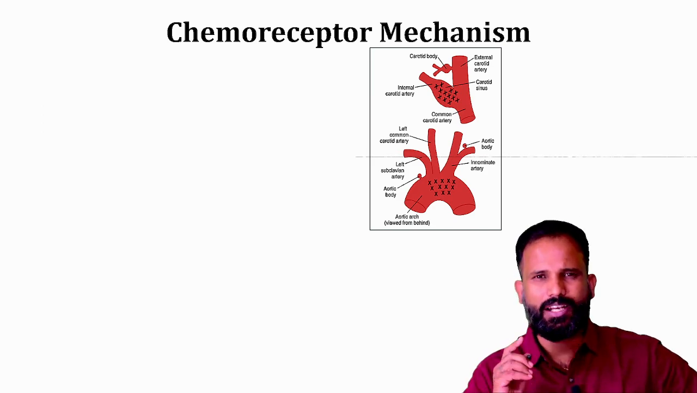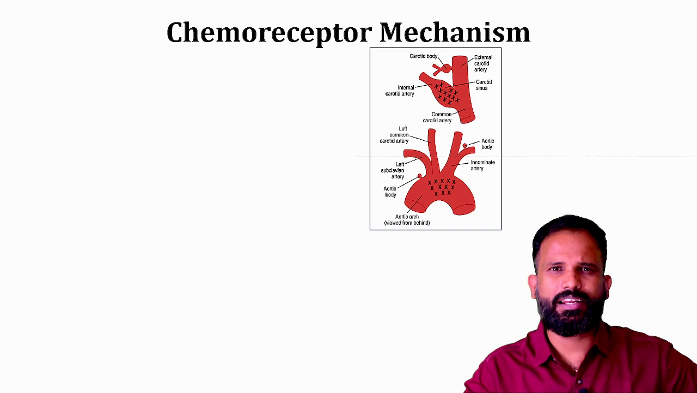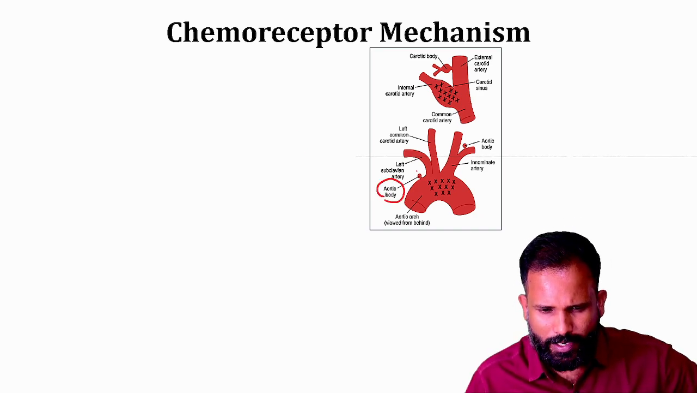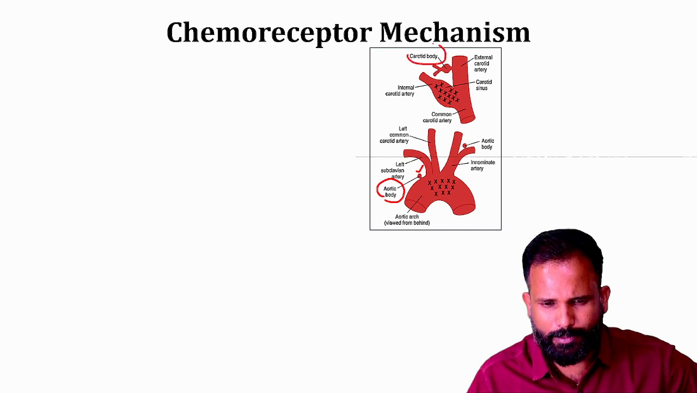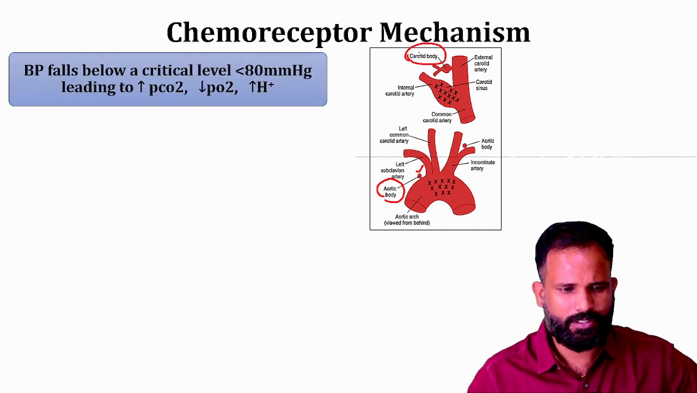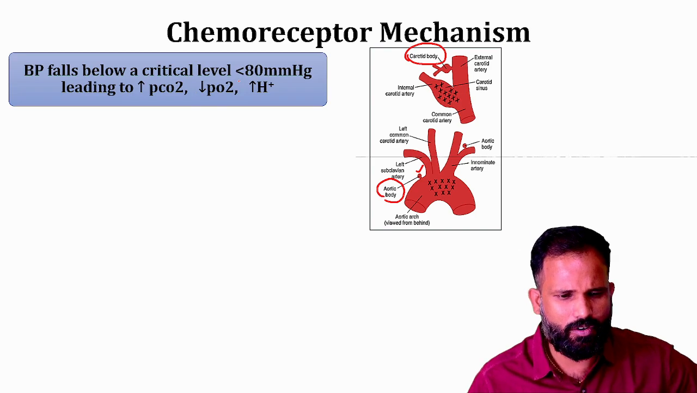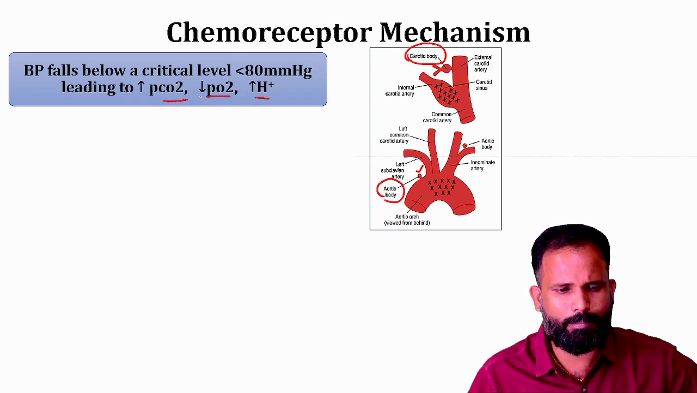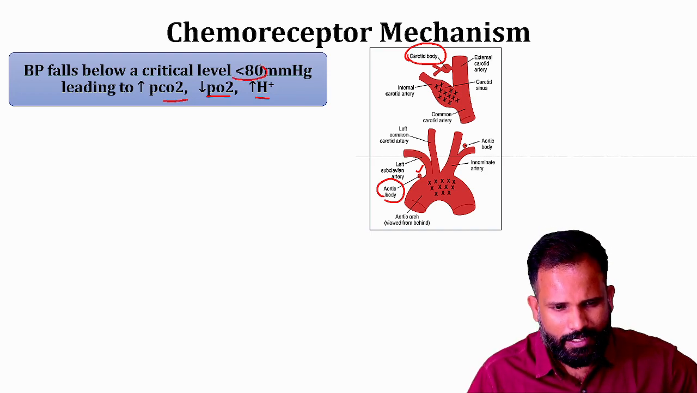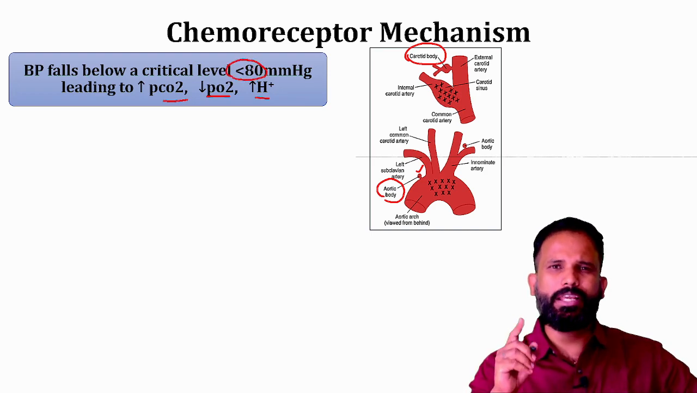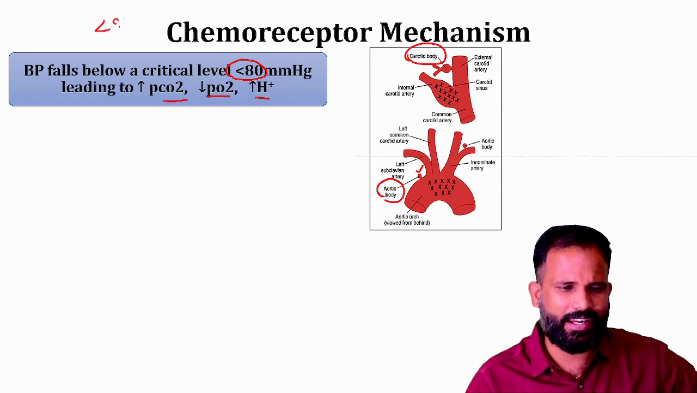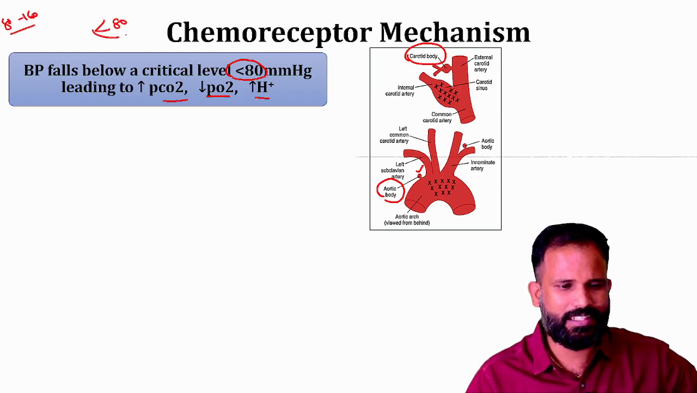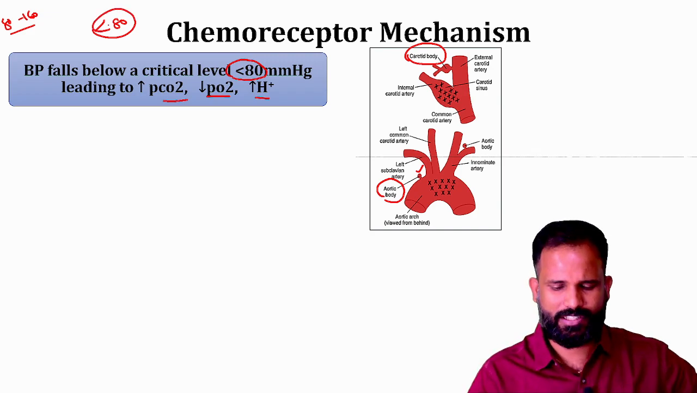Chemoreceptor mechanism. There are two chemoreceptors, peripheral and central. We'll talk about the peripheral, which are located at the aortic body and carotid body. Whenever the level of oxygen is low, or H plus is more, or carbon dioxide is elevated, or BP is lowered to less than 80, mean arterial pressure less than 80. 80 to 160 is baro, less than 80 is chemoreceptor.